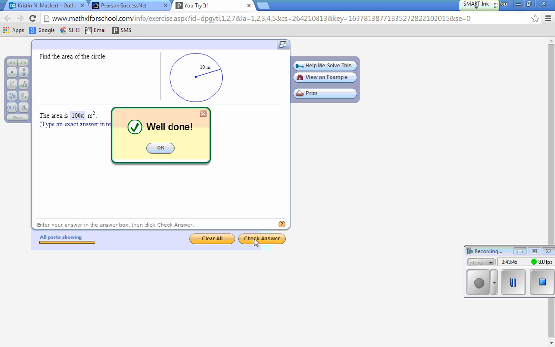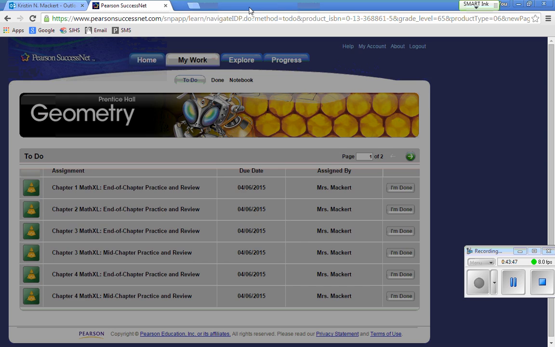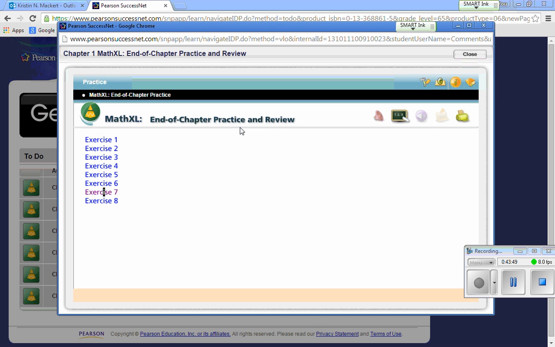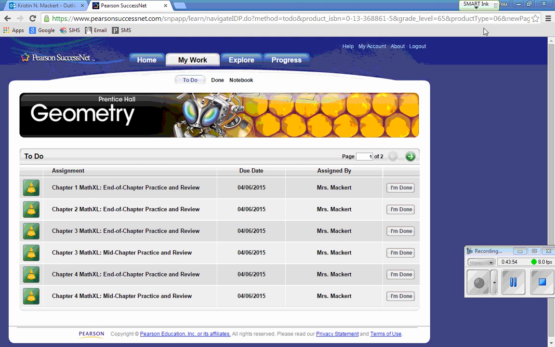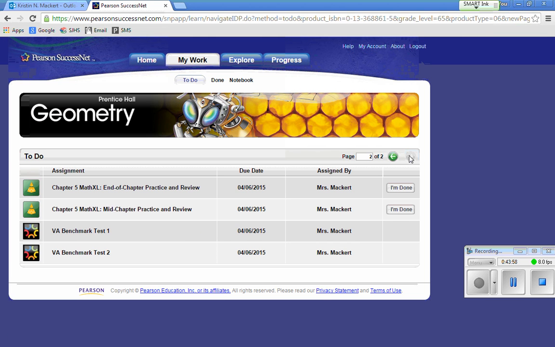So again, these are just suggested problems, okay? These suggested 8 problems are for you to go through and practice and do. Nothing's required, but they're suggestions. If you click on page 2, you'll see a couple more, but the last 2 are the ones that are required, okay? They are called Virginia Benchmark Test 1 and Virginia Benchmark Test 2. You have until April 6th to get these 2 assignments complete.